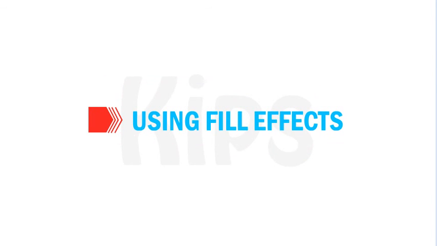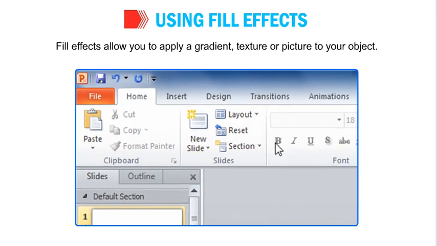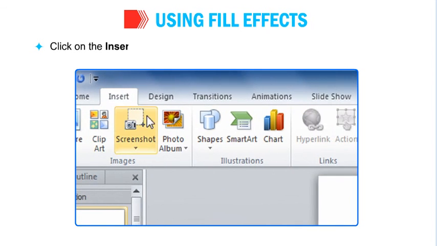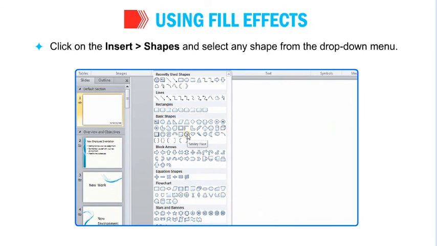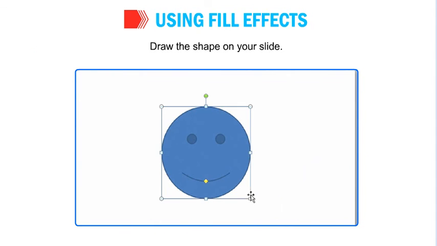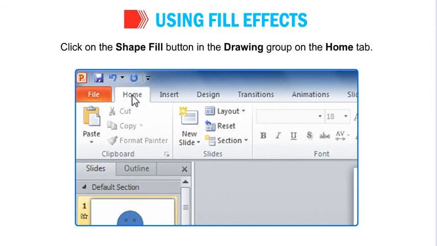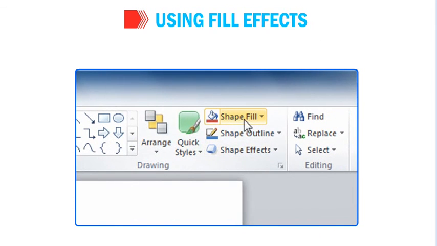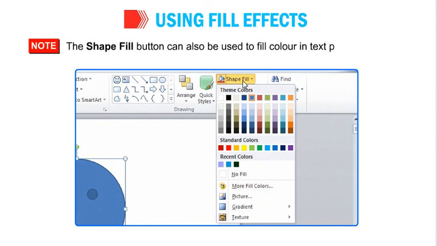Students, let us now discuss how to use fill effects. Fill effects allow you to apply a gradient, texture or picture to your object. Click on Insert, then go to Shapes and select any shape from the drop-down menu. Draw the shape on your slide. Click on the Shape Fill button in the Drawing group on the Home tab. Students, note that the Shape Fill button can also be used to fill color in text placeholders.